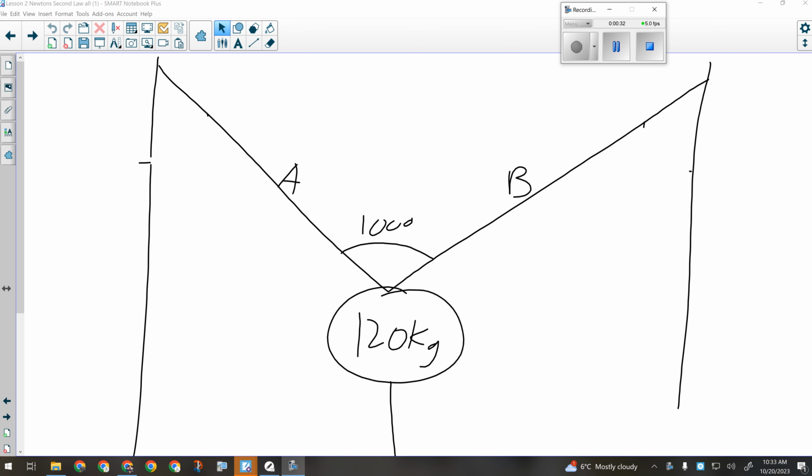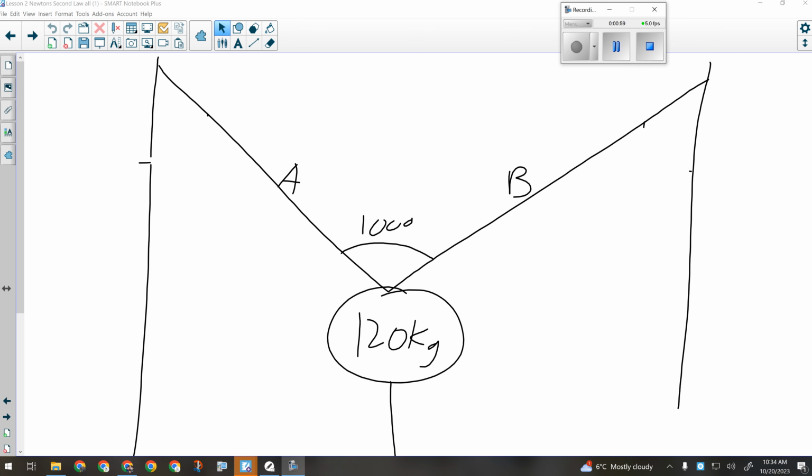So, you've got these two cables attached to different walls. There's 100 degrees between them, and the mass of the object they're holding is 120 kilograms. I want the tension in those cables. They tell me the tension in cable A because it's the same as B. I just want the tension in the cables. So see what you remember from yesterday.